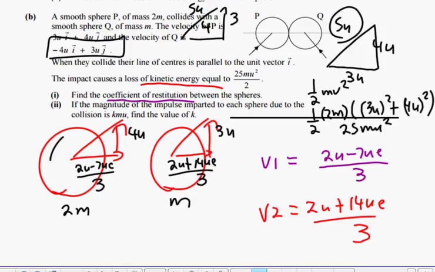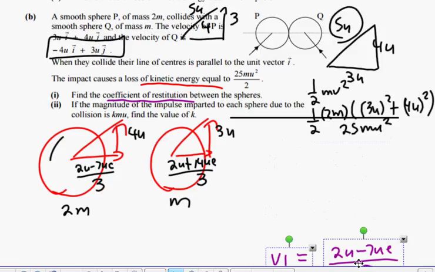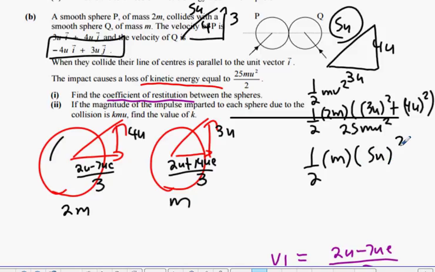Except the big difference between this one and the last one is what, guys? It's a half m times... No, minus doesn't matter. It's a moving object. Just want to speed this up. It's going to be 5u squared, which is going to be 12.5 mu squared. You happy with that? Both objects added together are 37.5 mu squared.